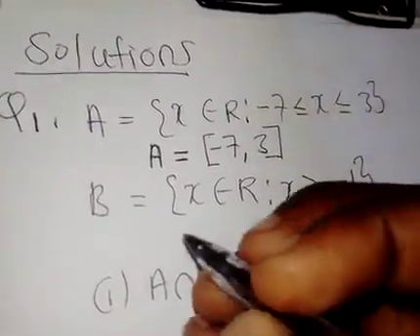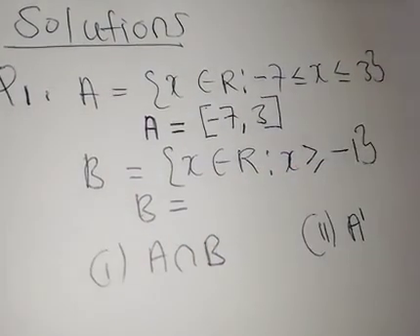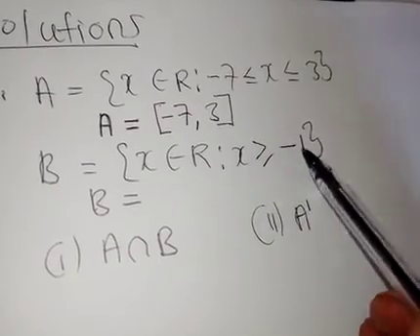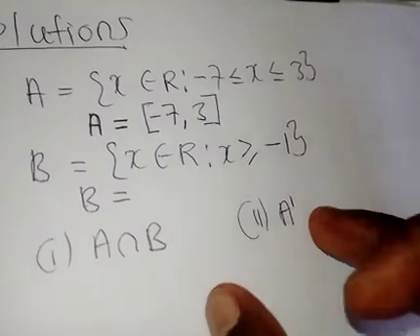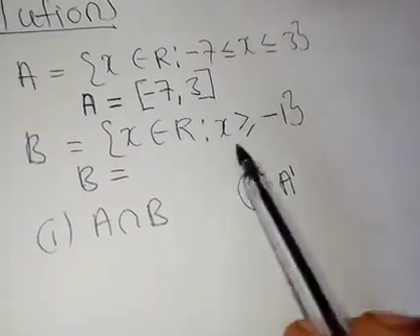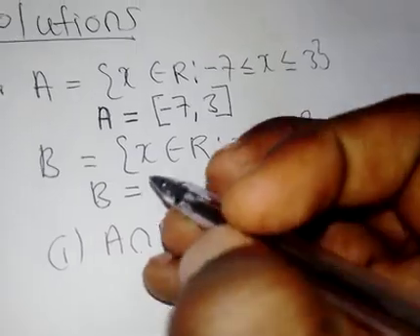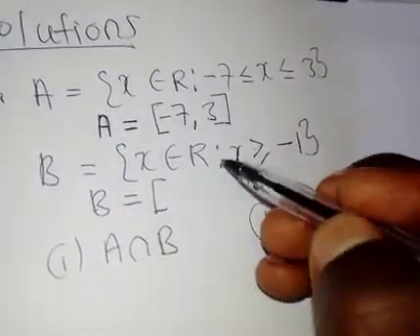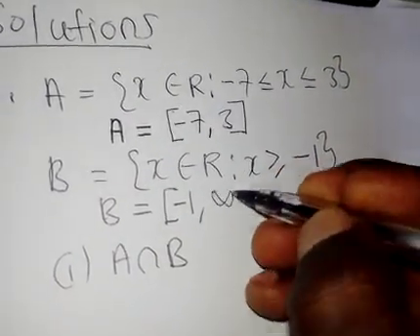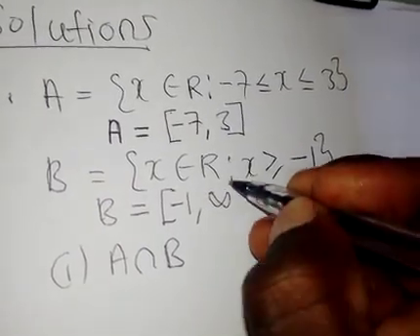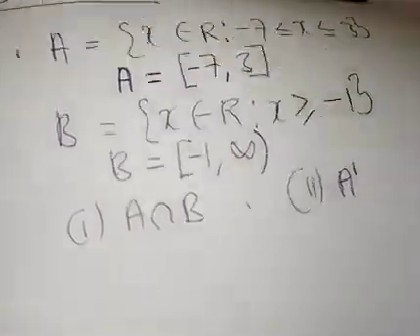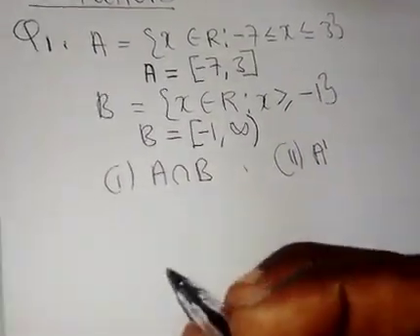Then for set B, let's represent it using square brackets as well. As you can see, this is just x greater than or equal to negative 1. So we are moving from negative 1 to infinity because it's greater than or equal to negative 1. We just know the first element, but the last element we don't know, meaning it's infinity. Due to greater than or equal to, we use a square bracket, then negative 1 to what? Infinity. Always, as I said, after infinity, we use a round bracket. So we have represented A and B like that. Then let's go to the first one, finding A intersect B.